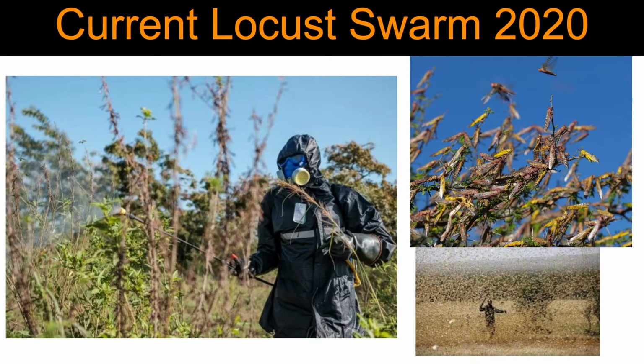I want to just take a look at some pictures of the current locust swarm that's happening in Africa right now, as well as through some of the Asian countries. These locusts, it's one of the worst swarms, and there are millions of them. If you look at the picture in the bottom right, you'll see the man running through the field, millions and millions and millions. In fact, there's going to be more through the summer because they continue to reproduce.